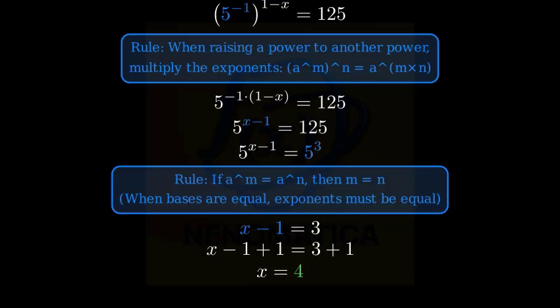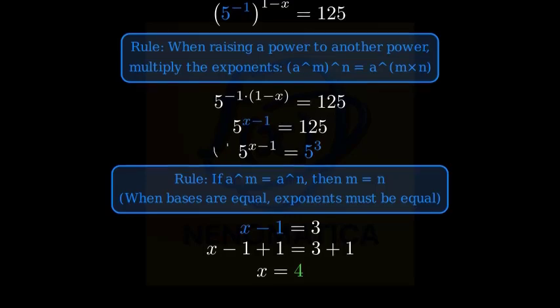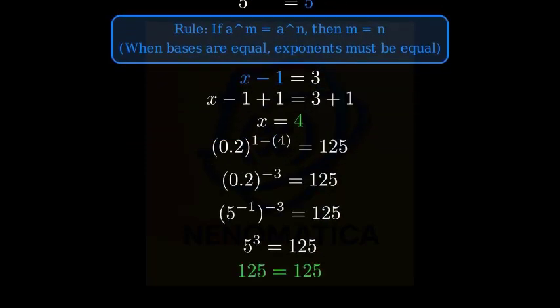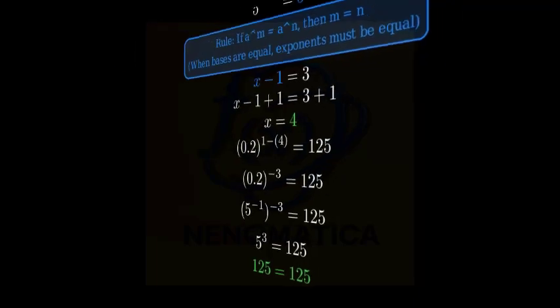Let's verify our answer by substituting x equals 4 back into the original equation. We get 0.2 to the power of 1 minus 4, which is 0.2 to the power of -3. This equals 5 to the power of -1 to the power of -3, which is 5 to the power of 3. That's 125, confirming our answer.